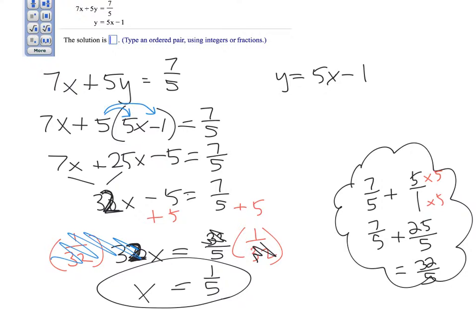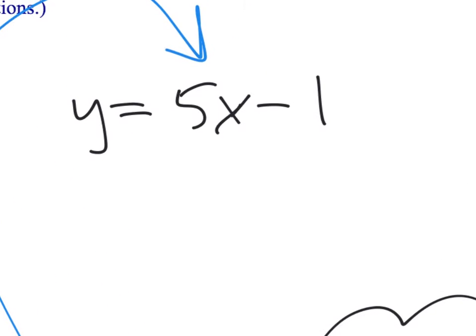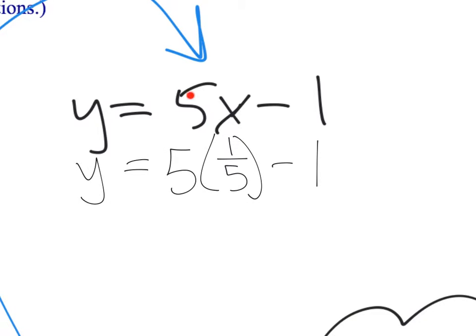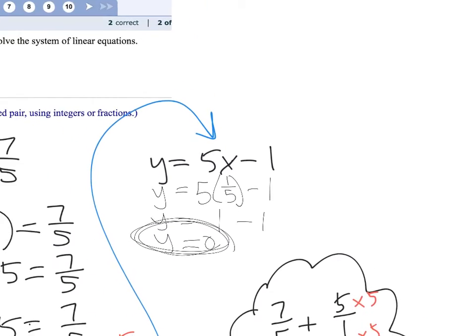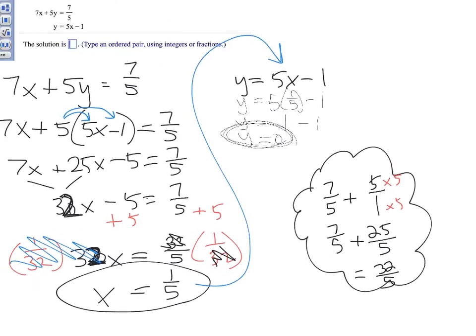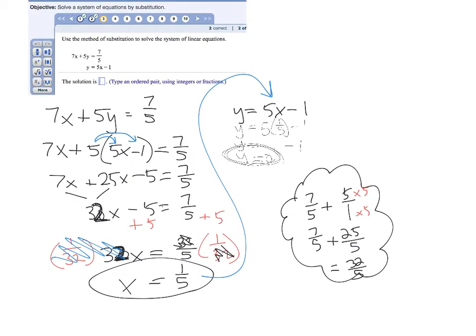So now that we know x is equal to 1/5, I'm going to go over here and replace it. So I'm going to zoom in here. So we've got x is equal to 1/5. And so 5 times 1/5, the 5's cancel. So that leaves us with 1 minus 1. So y is equal to 0. And so now we know our ordered pair. Our ordered pair becomes 1/5, comma 0. So these two lines intersect at 1/5, 0.